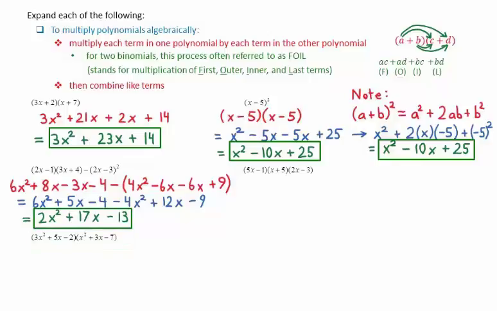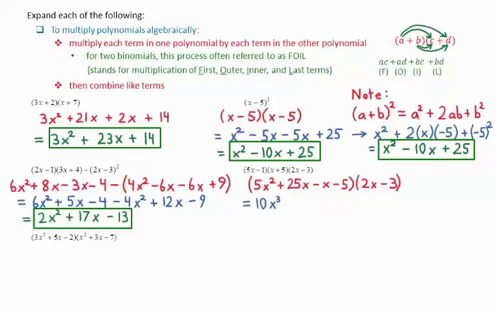For the next question, we have 3 binomials being multiplied. Here we have to first multiply 2 of them, and then take the result and multiply it by the third binomial. First of all then, 5x times x gives us 5x squared. 5x times 5 is plus 25x. Negative 1 times x is minus x. And negative 1 times 5 gives minus 5. This whole expression then gets multiplied by 2x minus 3.